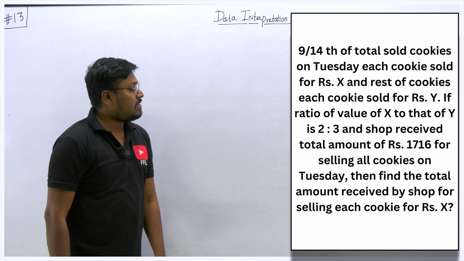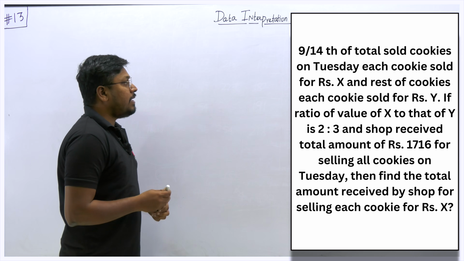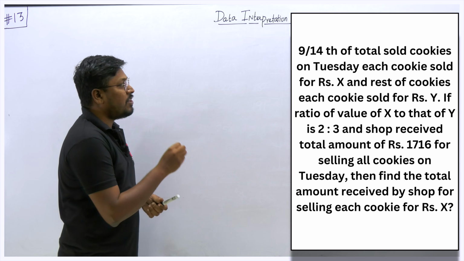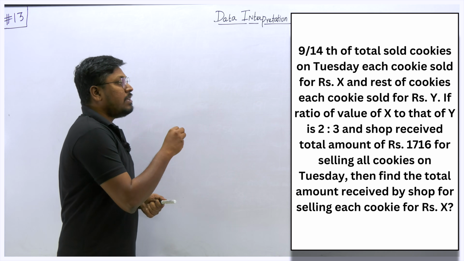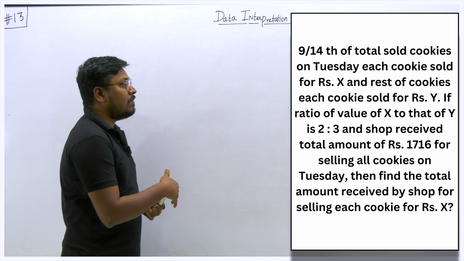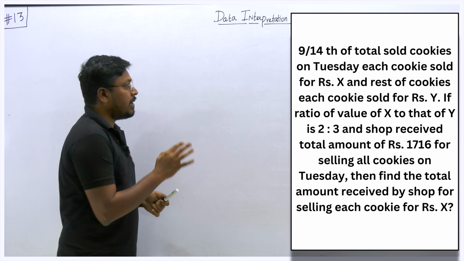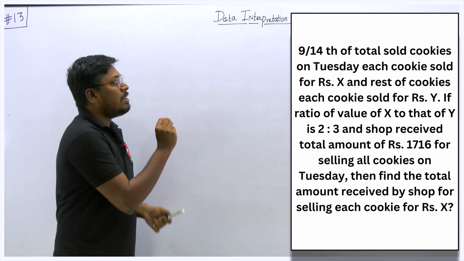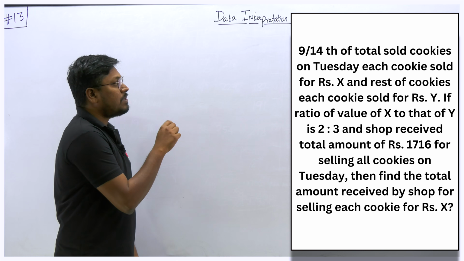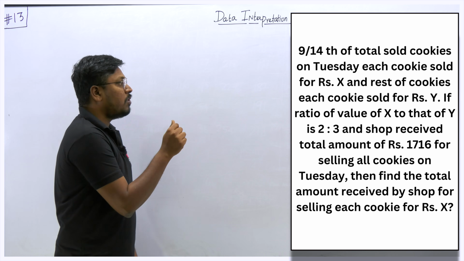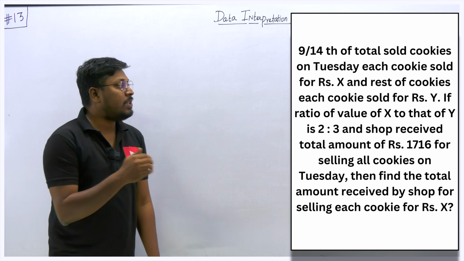So here is the first question. 9/14th of the total cookies on Tuesday, each cookie is sold for rupees X and the rest of the cookies were sold for rupees Y. What they are saying is, of the total number of cookies that was sold on Tuesday, 9/14th are sold at X and the rest of the cookies at Y.